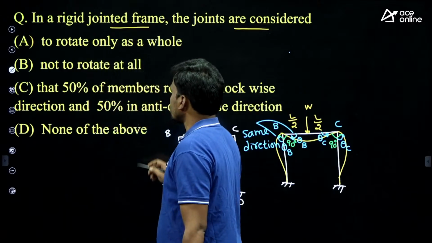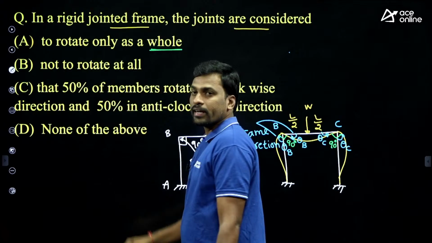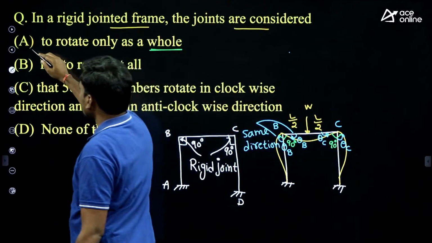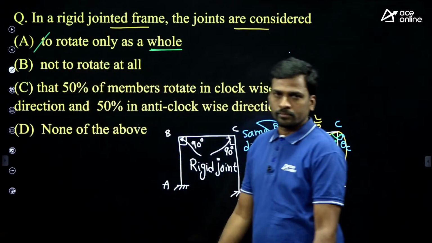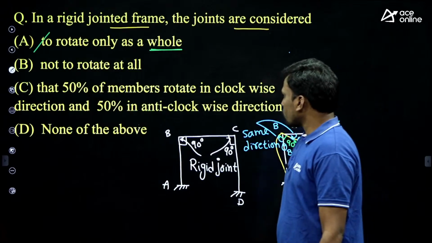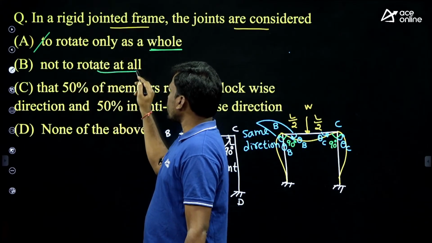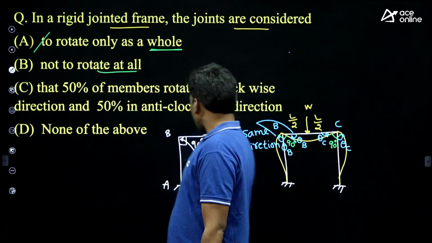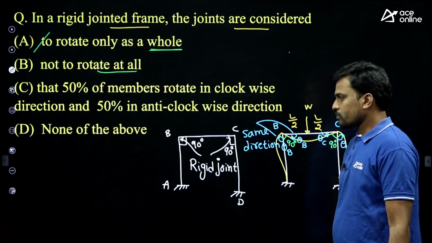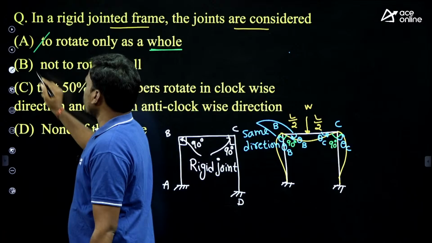Okay, so a rigid joint will rotate as a whole. The entire rigid joint will rotate. It means option A is correct. Clear? Right. So here option B is given as not rotating at all. It won't rotate? It will rotate, right? There is a theta B and there is a theta C. It will rotate. Right. Next question.